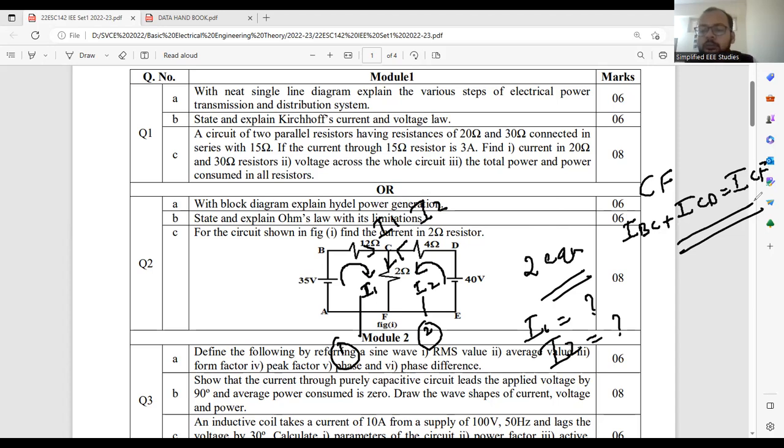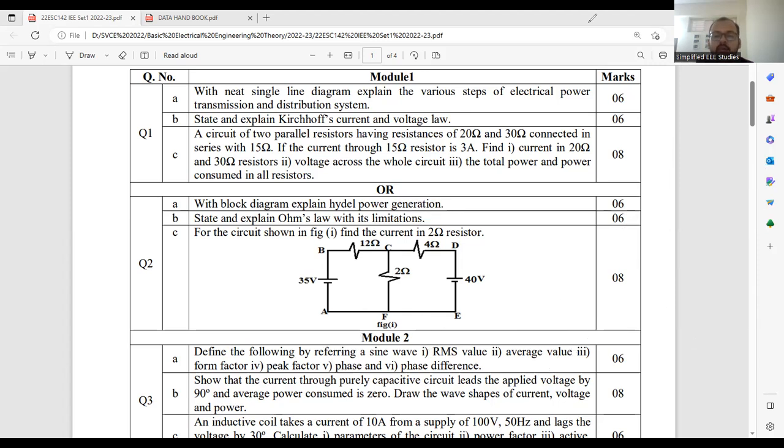Refer to the data handbook if you are not recalling KCL. So you can directly add I1 and I2. What is IBC? That is I1. What is ICD? That is I2. If you add them, you will definitely get the current flowing through CF. Easily you can score it. There is no doubt in that.